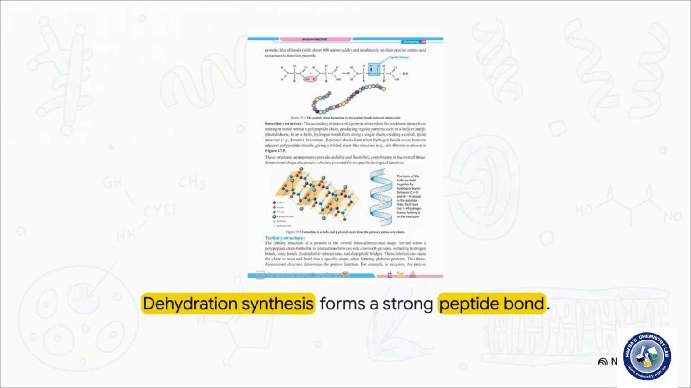It happens through a process called dehydration synthesis. The carboxyl group of one amino acid reacts directly with the amino group of the next one. In doing so, it strips out and releases a molecule of water, H2O, and creates a remarkably strong covalent connection known as a peptide bond. By repeating this process over and over, the cell creates a long linear chain of amino acids called a polypeptide.